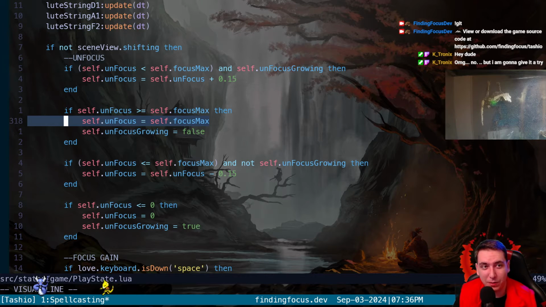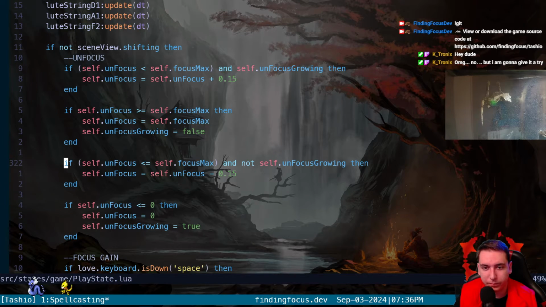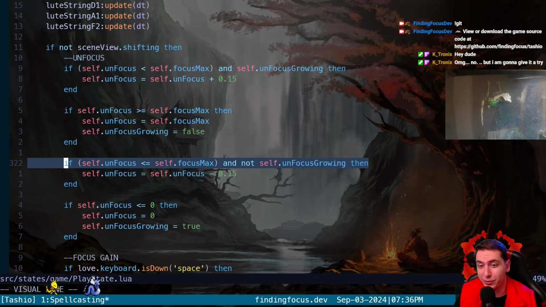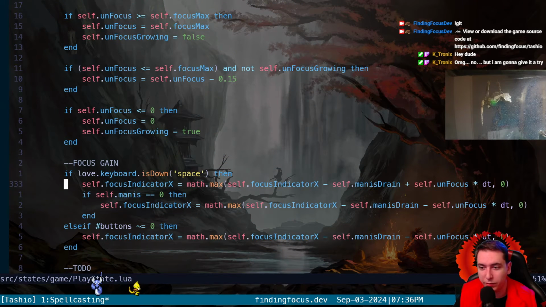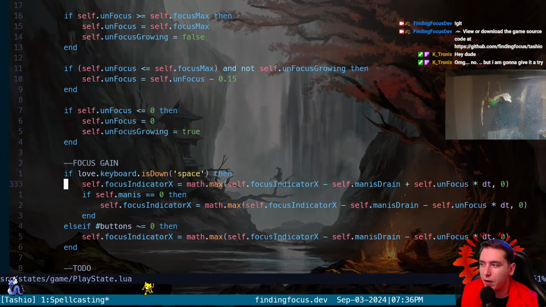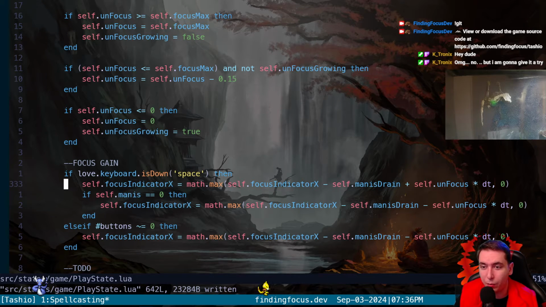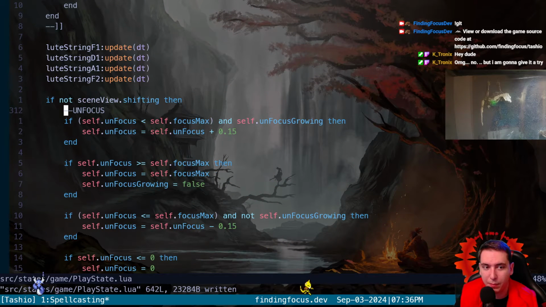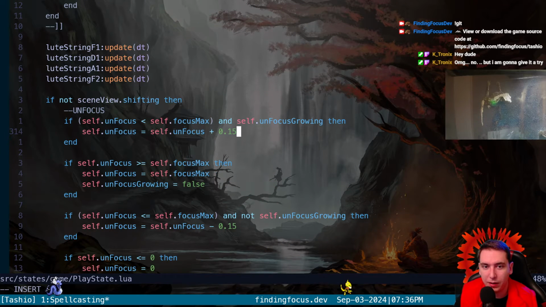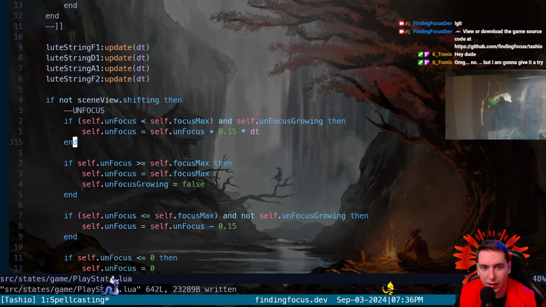Oh, Jesus. Yeah, we need to come up with a better name for that. Because look at this. If unfocus is smaller than focus max and not unfocus growing, then unfocus is deducted. That is wild. So the idea here is we just need to make sure all these variables are being scaled by delta time, and then we would need to multiply them by about 60 or so to get decent values for the output. So let's just go through one at a time and just make sure that we're scaling each modifier by delta time.